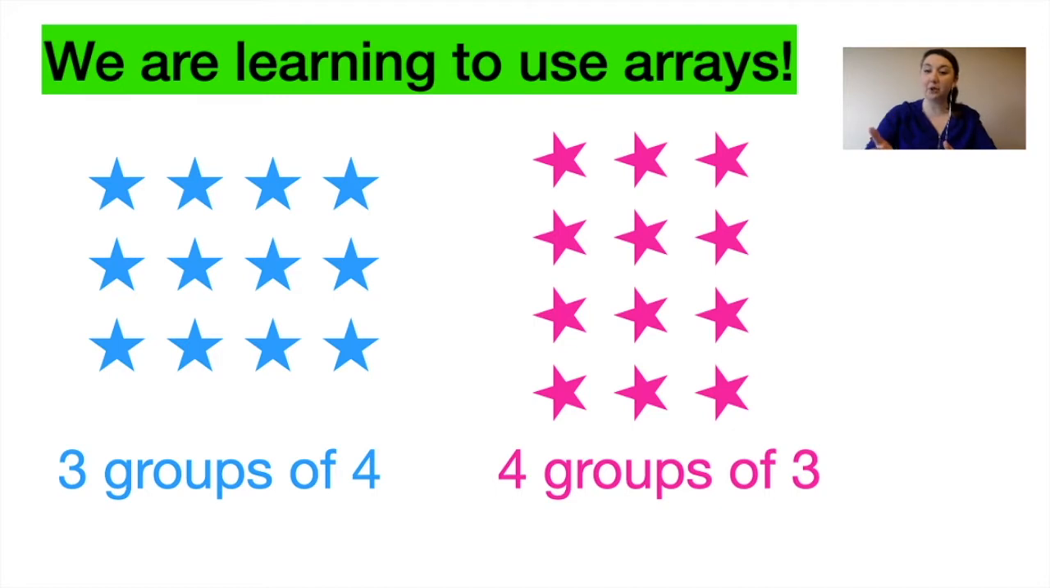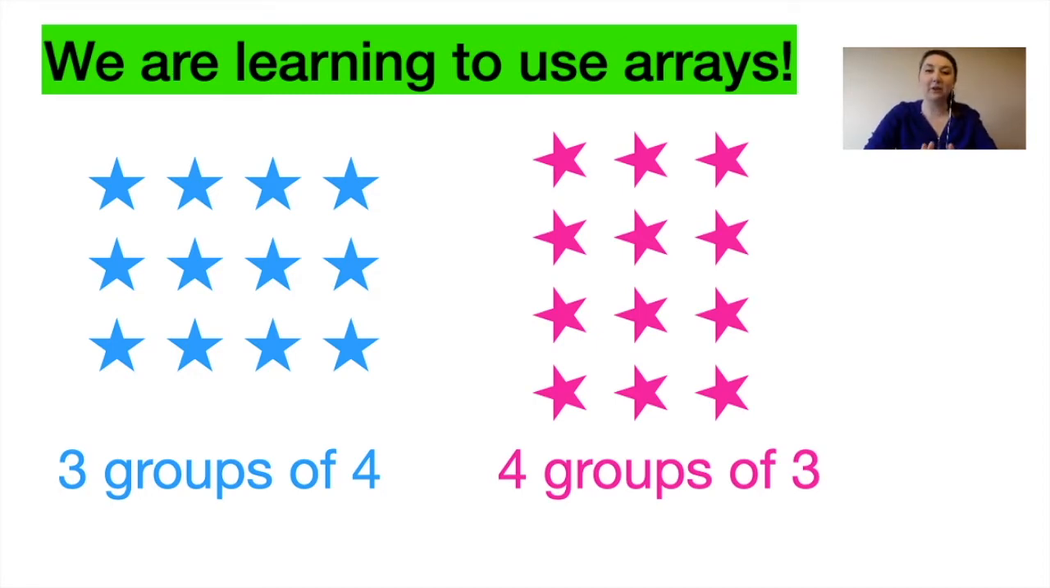So if we look at the blue one first of all, we have got 4 stars going across the way. These are our rows, and then we have groups of 3 going down the way. These are our columns. So this shows me that I have got 3 groups of 4. I've got my top row, my middle row and my bottom row. That's 3 groups and 4 stars in each.